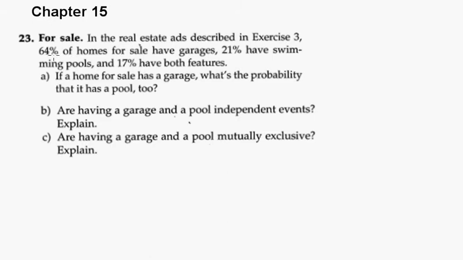So the probability that a home has a garage is 0.64, and the probability of a swimming pool was 0.21, and the probability of both a garage and a swimming pool was 0.17.